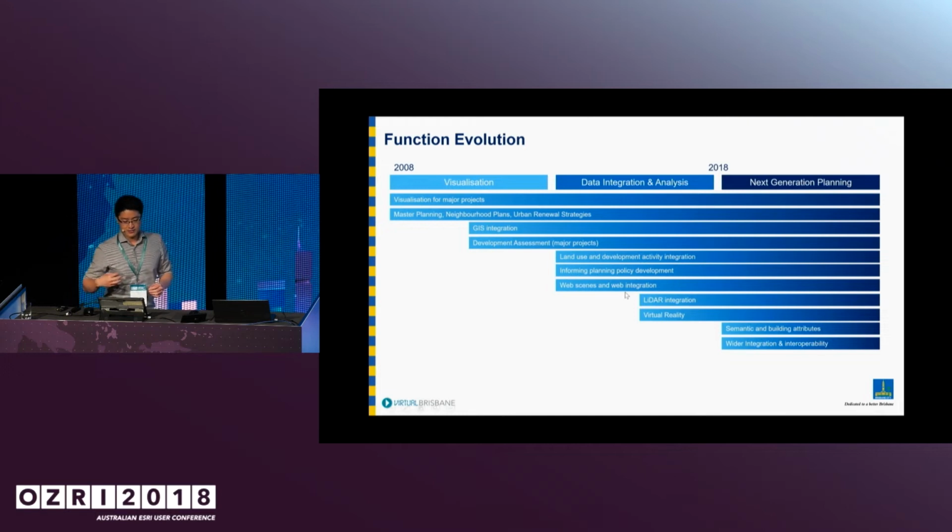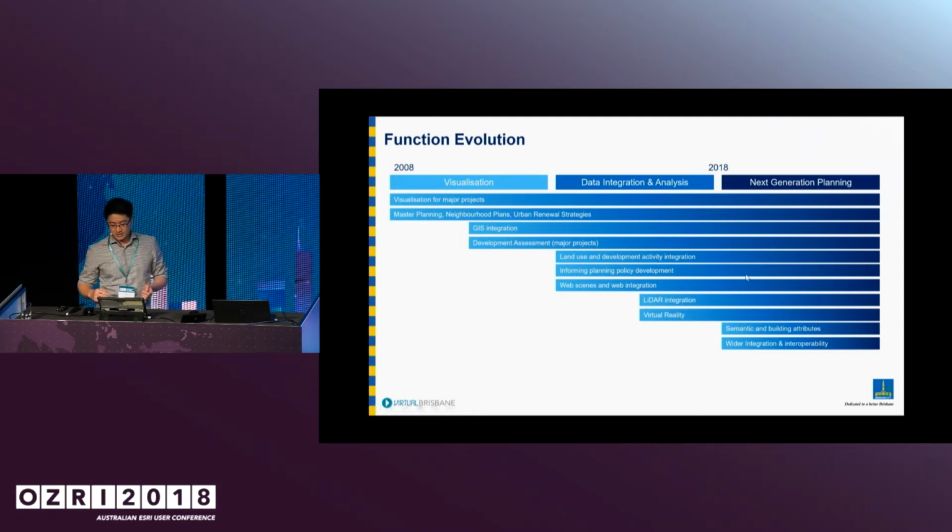To go very quickly through a functional evolution of Virtual Brisbane and what's happened over the past decade, it's very much started off in the realm of visualization when 3D was rather novel. We're now deep in this territory of using it for data integration and analysis, using it to help support and inform land use policy and strategies and development applications. But what I'm most excited about is what I'm calling today next generation planning.